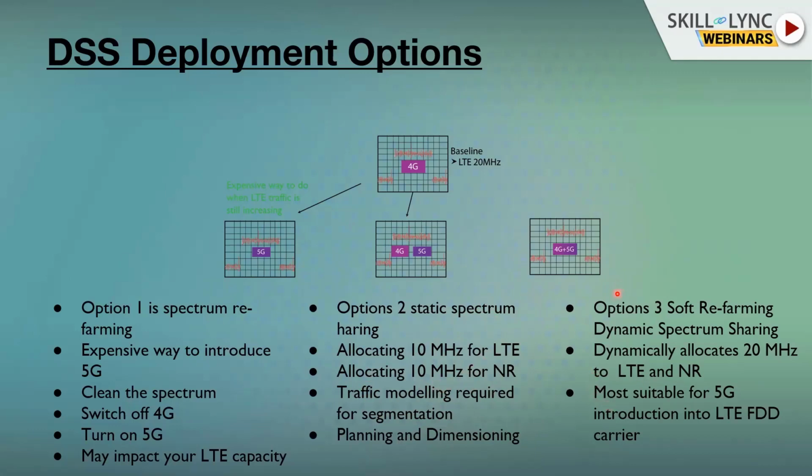But with dynamic spectrum sharing, what we also call option 3, soft refarming, that changes the whole picture, because now we're actually using the instantaneous traffic load conditions of the network to dynamically allocate spectrum to LTE and NR. So this is where the benefit comes. And this tends to be most suitable for the introduction of 5G into an existing LTE FDD carrier. So if your FDD carrier is, say, 2100 megahertz, you can run 2100 megahertz for both LTE and NR with dynamic spectrum sharing.